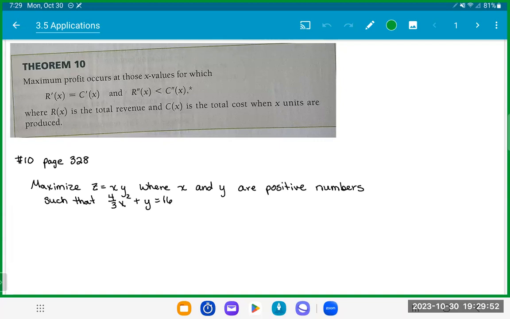My profit is going to be my revenue minus my cost. And so in these practical examples, it's no different. I'm going to have a maximum profit occur when the derivative of my revenue is equal to the derivative of my cost, right? Or I can look at the second derivative of it. I want my second derivative of my revenue to be less than the second derivative of my cost. Okay.